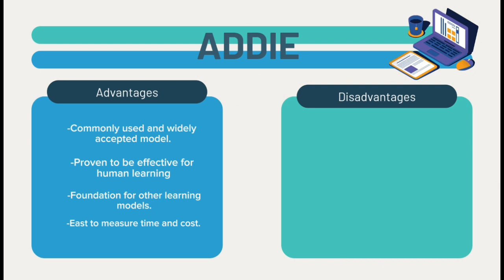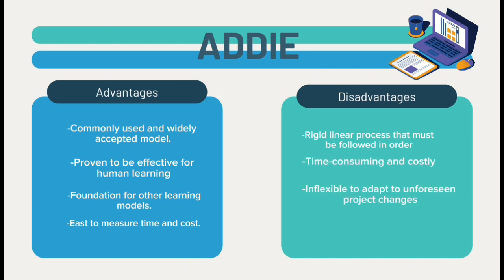However, ADDIE contains disadvantages, as a matter of fact, in that it is a rigid linear process that must be followed in order. It is time-consuming and costly. ADDIE is inflexible to adapt to in-person project changes. It also does not allow for iterative design.